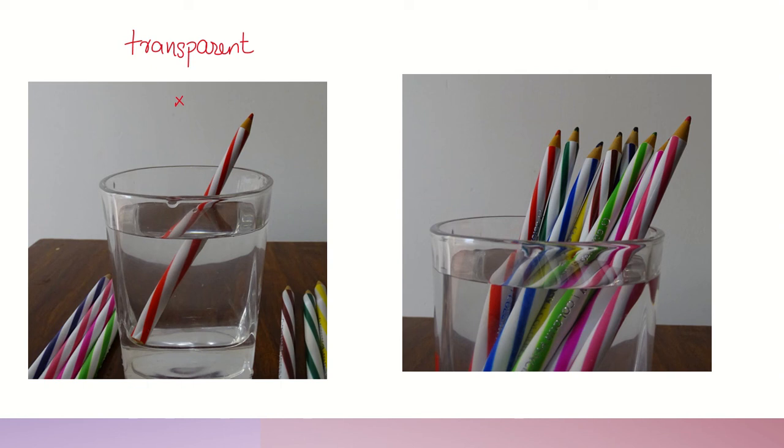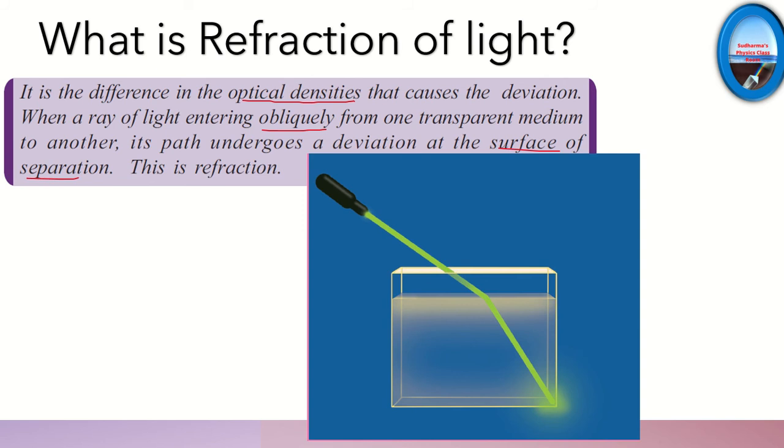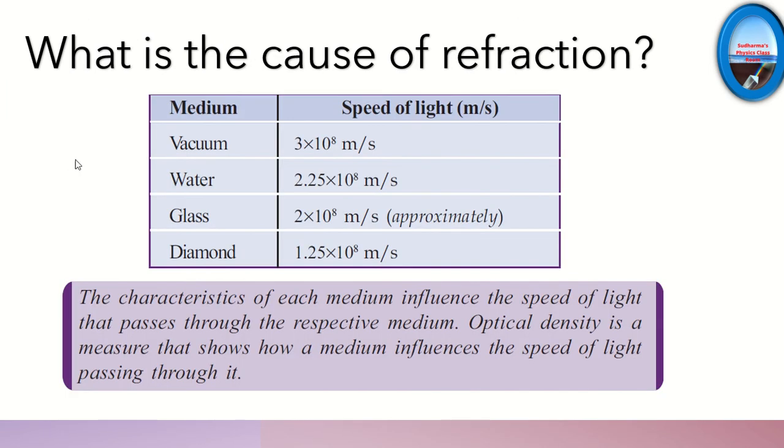Hope you are understanding. So when light enters from one transparent medium to another transparent medium, there is a deviation in the path of light at the interface of two media, right? That is called refraction of light. Now, why is this happening? What is the cause of refraction?